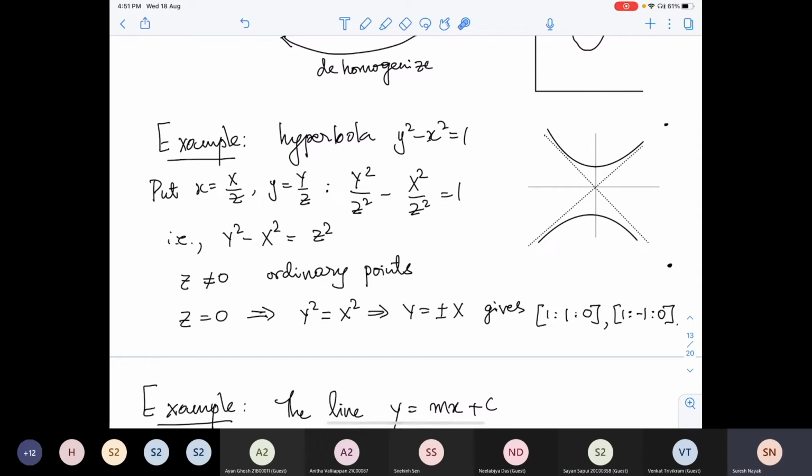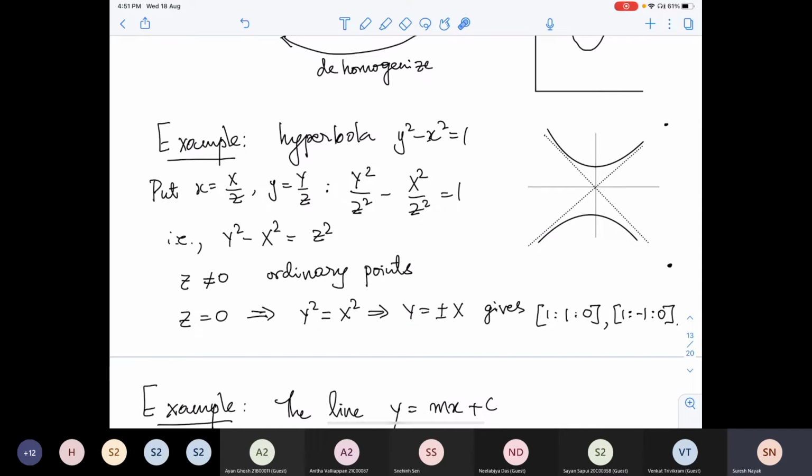Z not equal to 0 will give you ordinary points on the hyperbola. When I say ordinary points, I mean the third coordinate will be some non-zero value of z, and then you divide by that and eliminate the third coordinate, and you'll get the first two coordinates, and those will be your points on the hyperbola. And if you put z equal to 0, you will get from this equation y square minus x square is equal to 0, which means y is equal to plus or minus x. Again, x cannot be 0 because if x is 0, then y will also be 0 and z is already 0. So all three will be 0, which is not allowed.